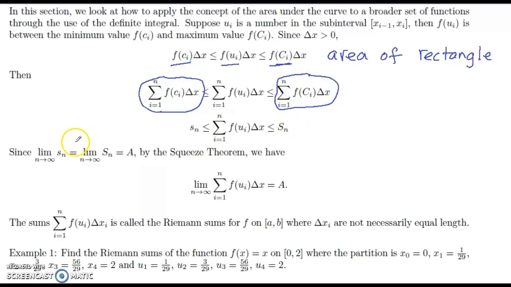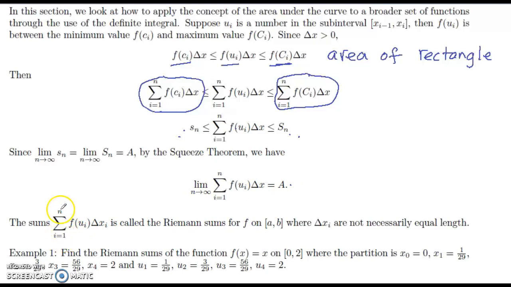Now, if we take the limit as n goes to infinity, we have many of these rectangles. The number on both ends is going to be a. So by the squeeze theorem, a is less than or equal to the limit in between, and that is less than or equal to a. What it means is the limit in the middle must equal a.